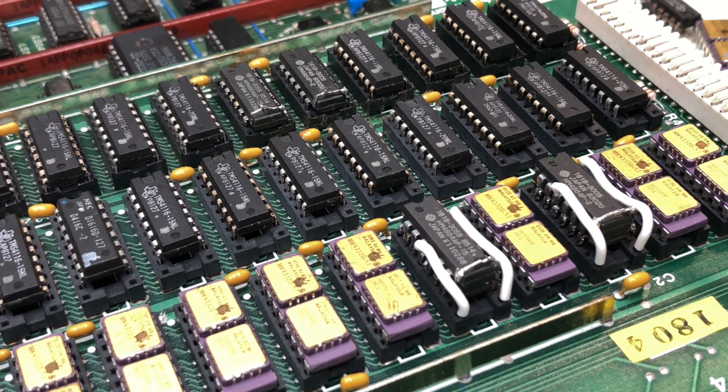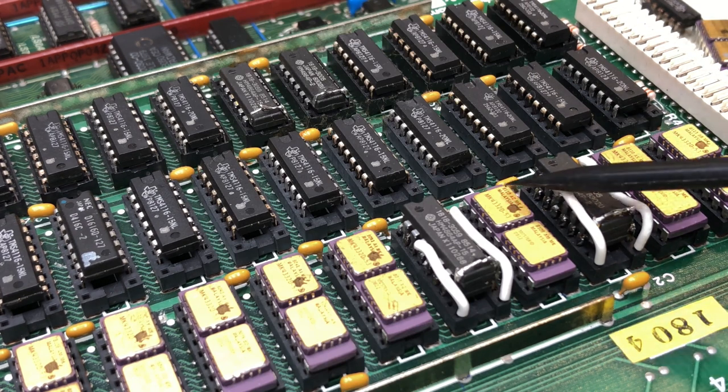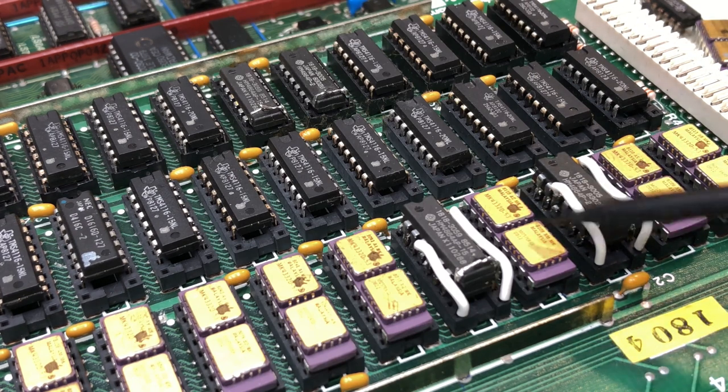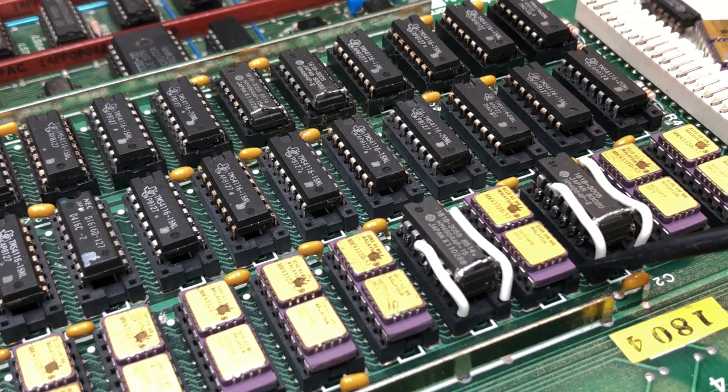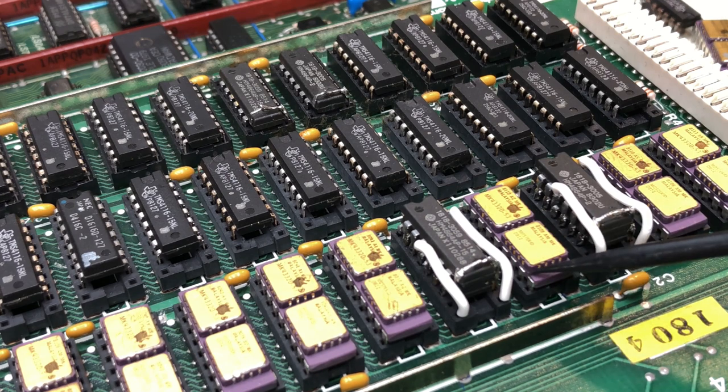So these chips are really weird little things. They're called MK4332s. They're basically 32 kilobit chips, which don't really exist. Effectively, these are chips that have two 4116 modules on them with a couple of extra pins added so that you can address the second chip on here with separate row address and column address strobes.